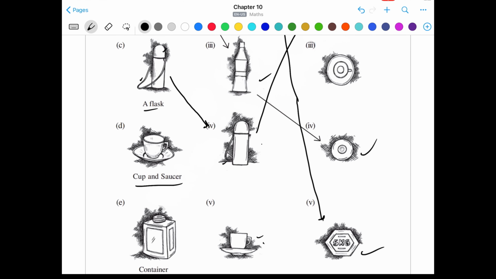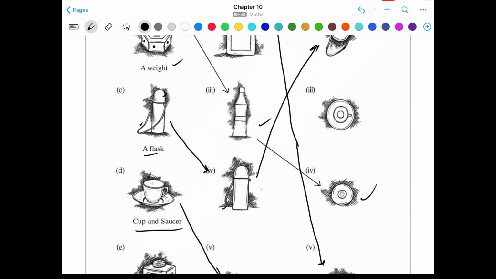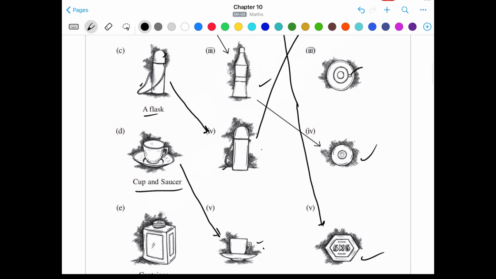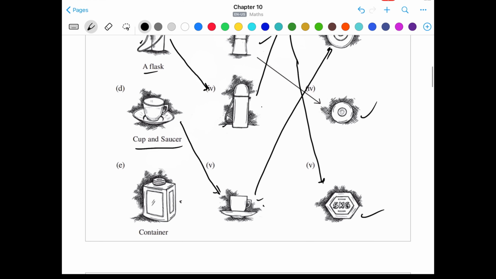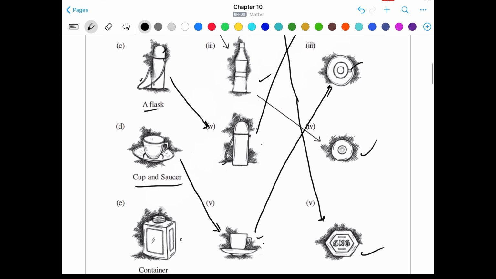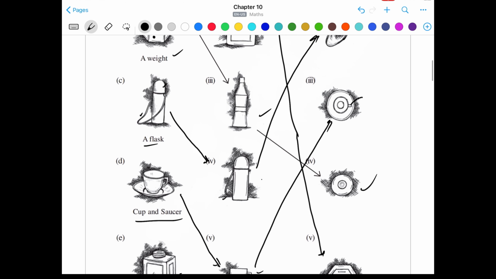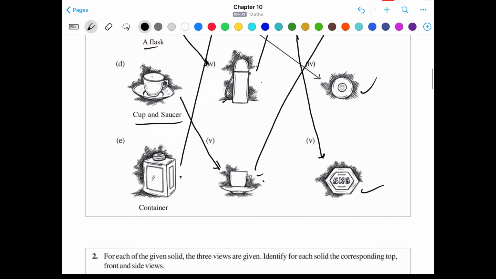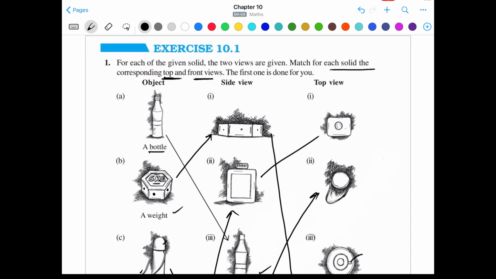Clearly it appears like a cup, so it will be its side view, and the top view is again these three circles and there is a handle to hold the cup, so this will be its top view. Now next and the last one is this container. The only figure left is the second one here, so this will be its side view and its top view will be the top one. That's how you will identify the different views of the given object. In this question we are only asked to match two views, side view and top view.